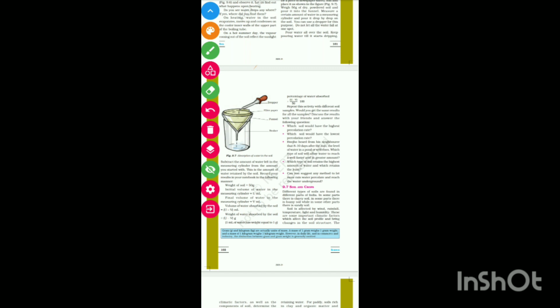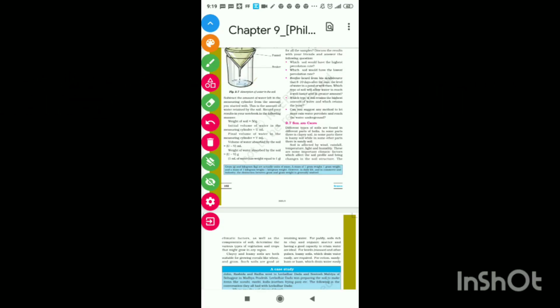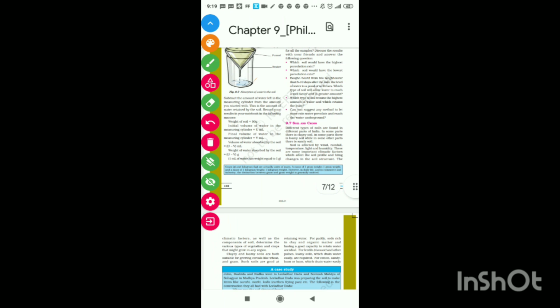So let's come to the next topic, which is soil and crops. Now we will study soil and crops. Different types of soil are found in different parts of India. In some there is clay, in others there is loamy soil, and in some other parts there is sandy soil. Soil is affected by wind, rainfall, temperature, light and humidity. These are some important climatic factors which affect the soil profile and bring changes in the soil structure.